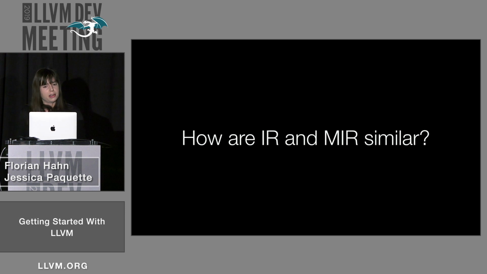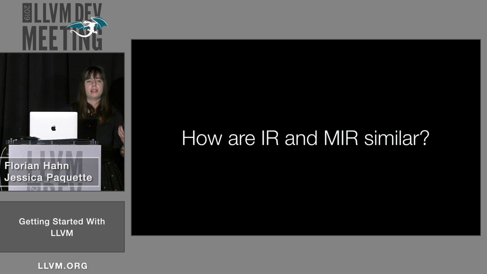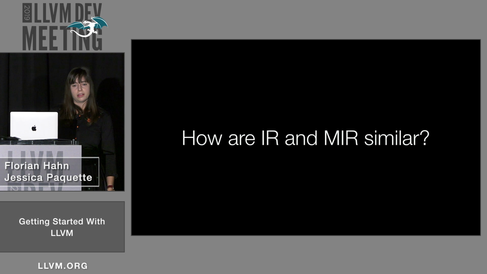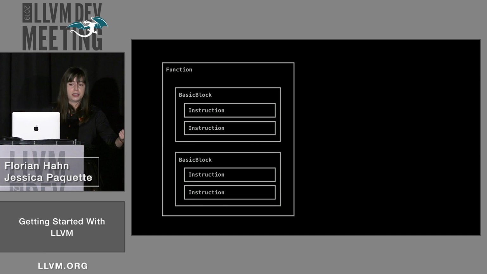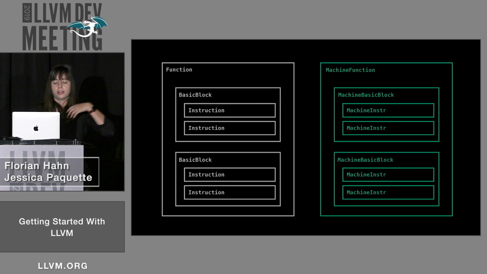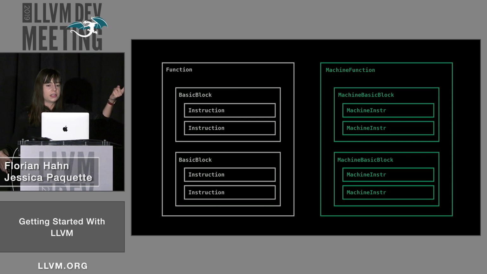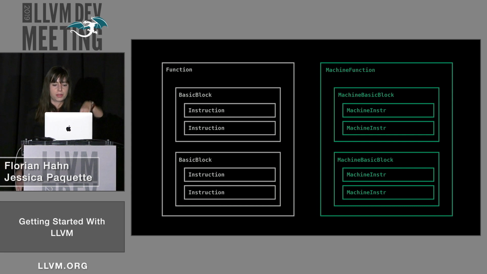Aside from differences in IR and MIR, working in CodeGen itself isn't too different from working in the middle end. CodeGen is designed to be similar to the middle end, and so the constructs that you're going to use aren't going to be too different. In the middle end, we have functions, basic blocks, and instructions. Functions contain basic blocks, which in turn contain instructions. In CodeGen, it's laid out the same way, but with its own structures. We have machine functions, which contain machine basic blocks, which contain machine instructions.